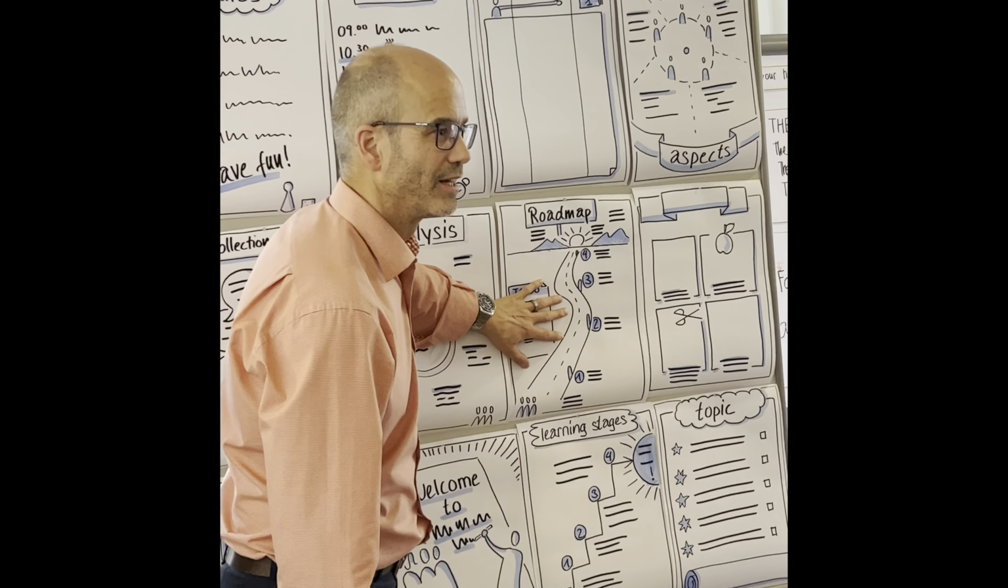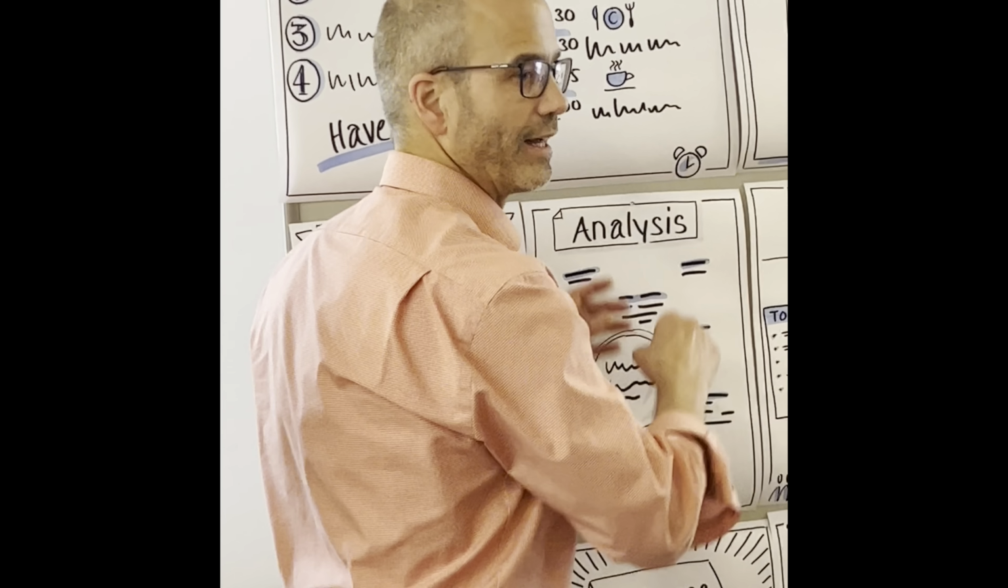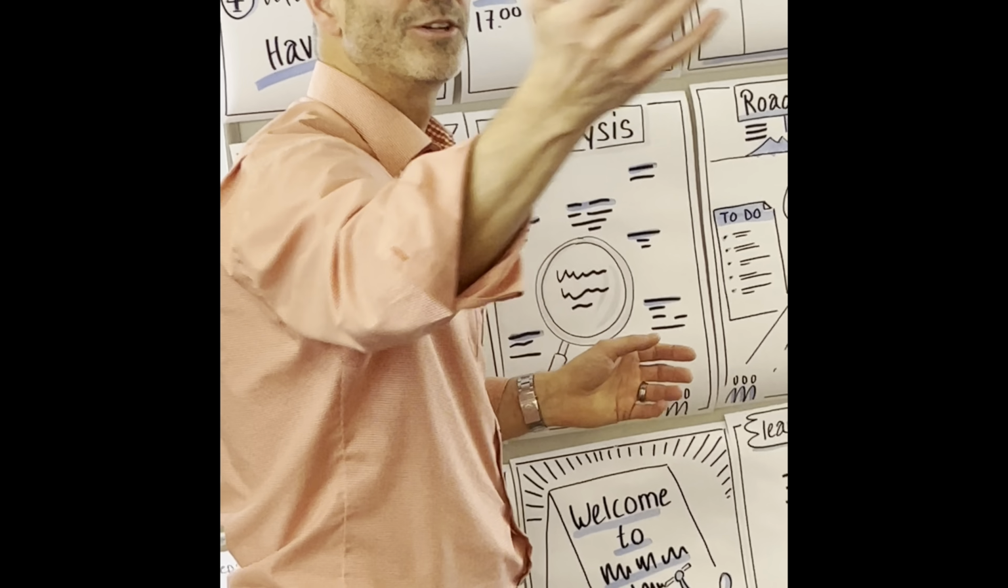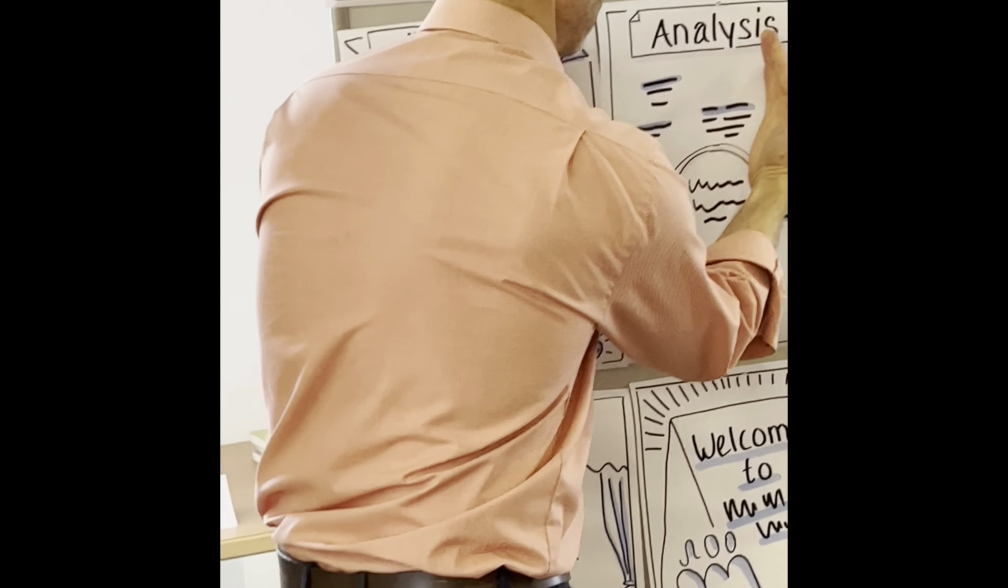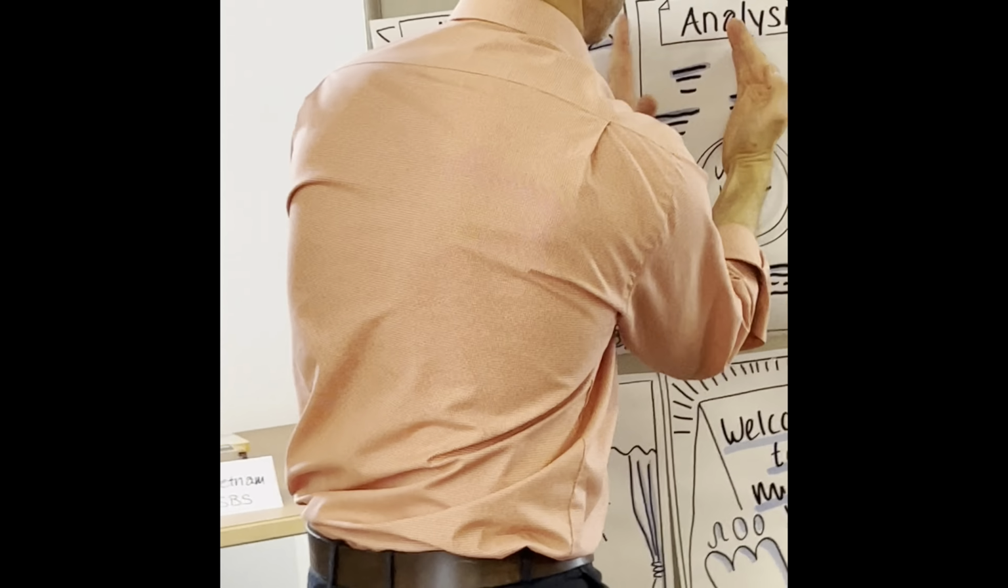layout to describe a roadmap, or the analysis. Now here you can write analysis of blah, blah, blah, and then people are telling you and you're writing it down in short blocks, never in long sentences, in short blocks. Also the same, I usually use this one here, collection of ideas.